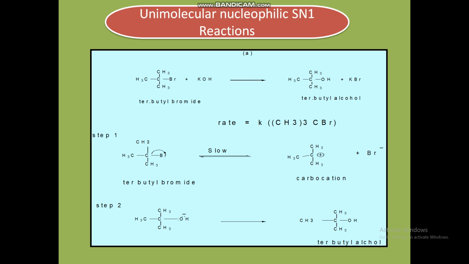Then the carbocation, which is formed slowly, is consumed immediately by the hydroxyl ions to form the product in the second step. So the rate determining step is only the slowest one. It means that the rate of reaction depends on the concentration of tertiary butyl bromide only. So the rate equals k times the concentration of (CH3)3C-Br.